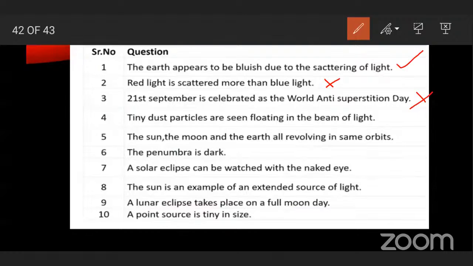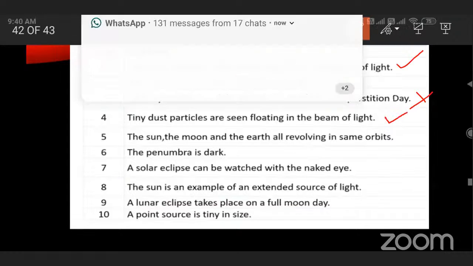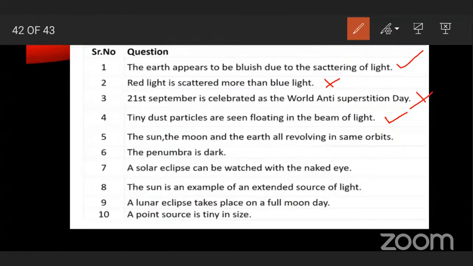Tiny dust particles are seen floating on the beam of light. True or false? True. Very good. True sentence. Fifth question. The sun, the moon, and the earth all revolve in the same orbits. False. Very good. The orbits of revolution are different. The sun, the moon, and the earth are not revolving in the same orbit, so it is a false sentence.